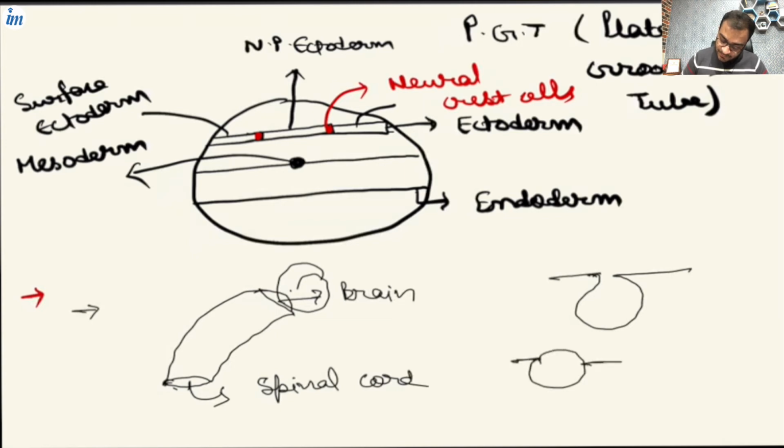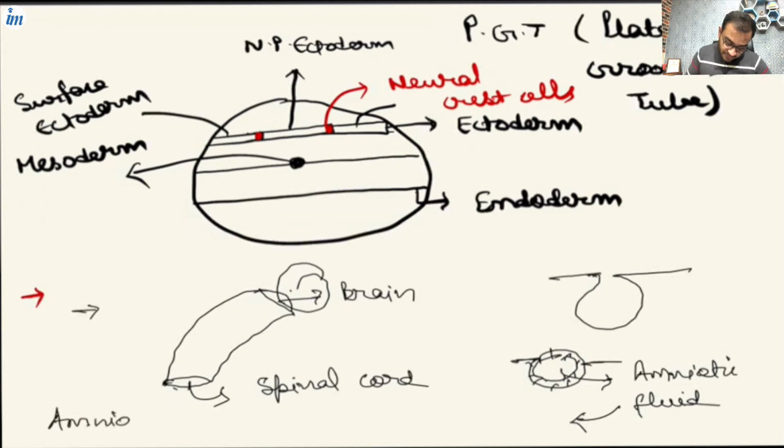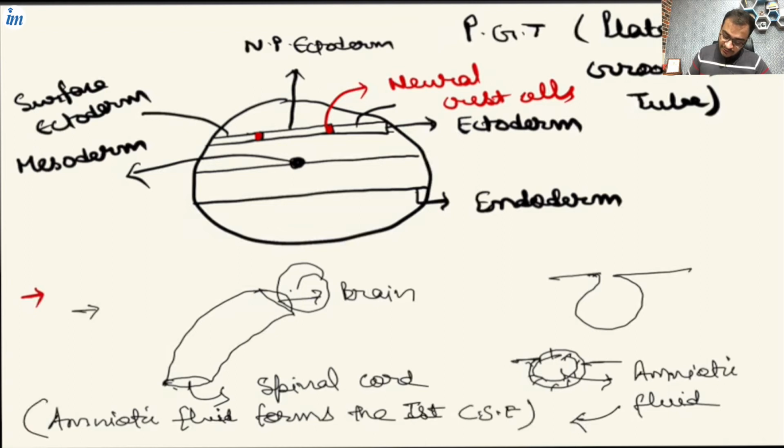In this neural tube, amniotic fluid is there, which forms the first CSF in a human being. Amniotic fluid forms the first cerebrospinal fluid.